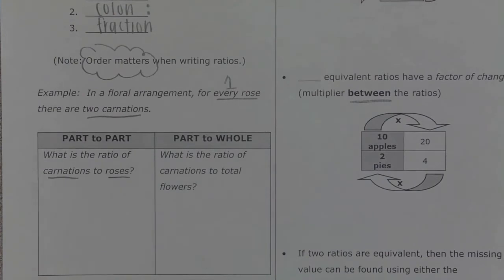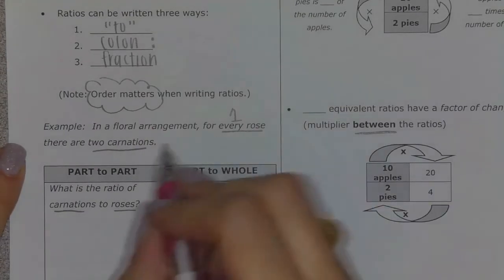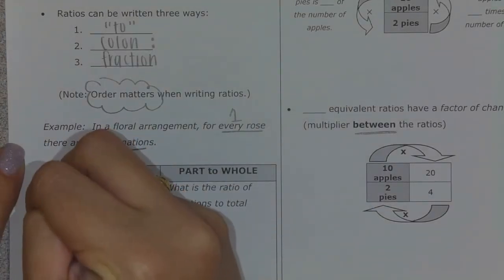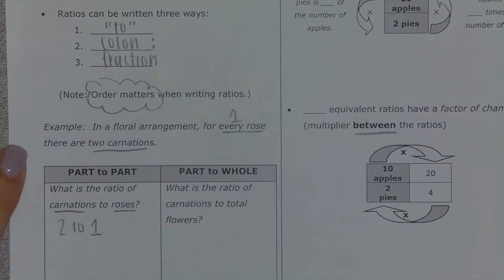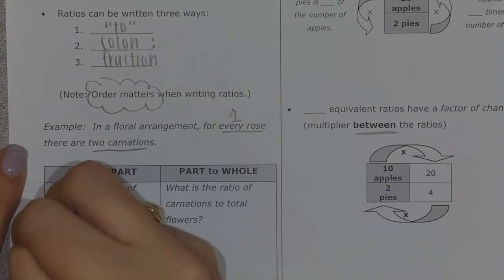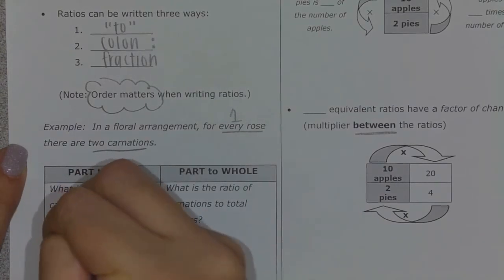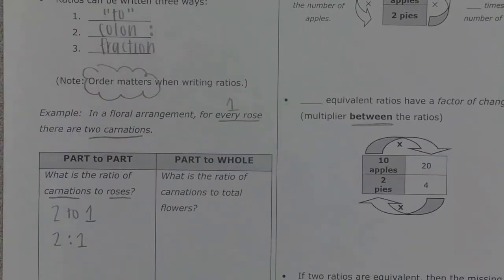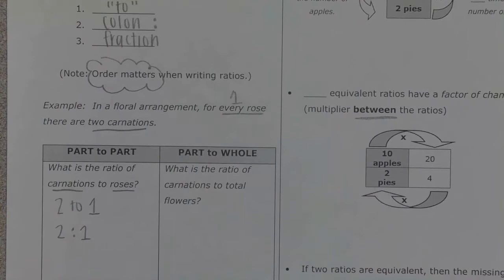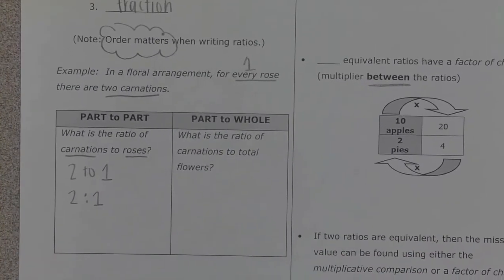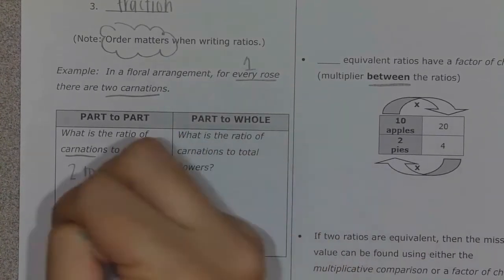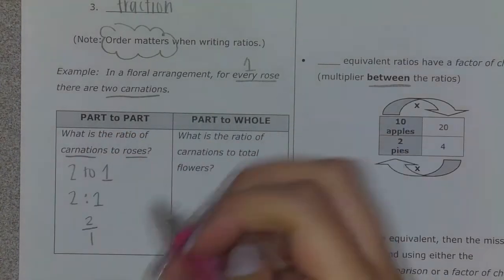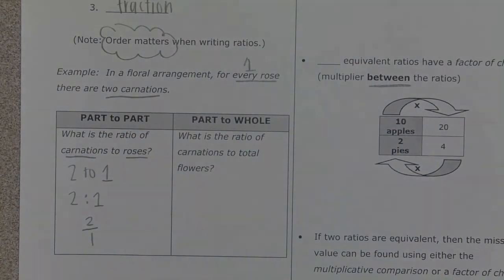Now, because these are our notes, we're going to write them the three different ways. So let's start with the word to. So I know that in this problem, there are two carnations to every one rose. So it's a 2-to-1 ratio. If I write it as a colon, I would have 2, and then there's the colon, and 1. And don't forget, we read that colon as the word to. So still a 2-to-1 ratio. Or if I write it as a fraction, whichever one comes first becomes my numerator. So it would be a 2/1 or a 2-to-1 ratio.